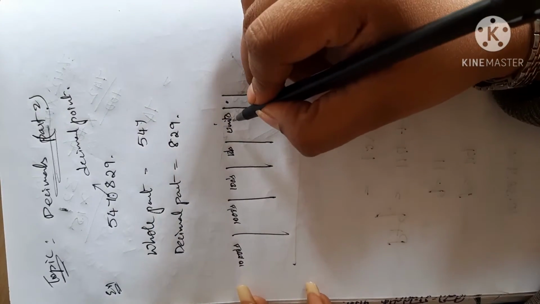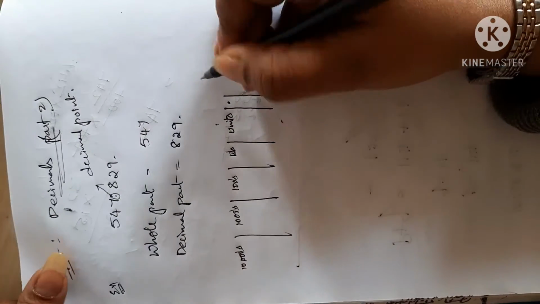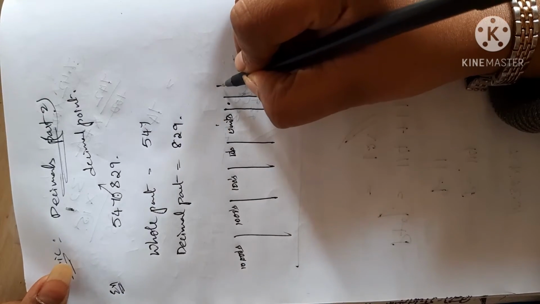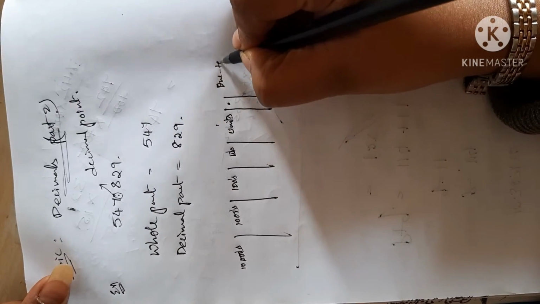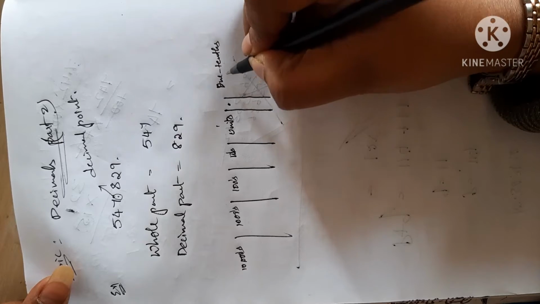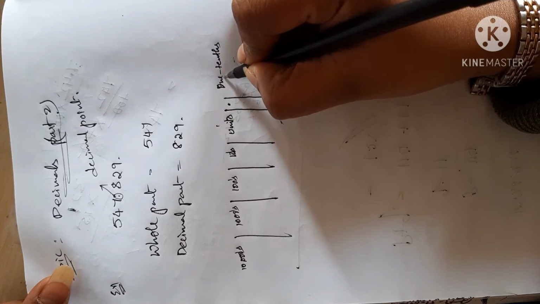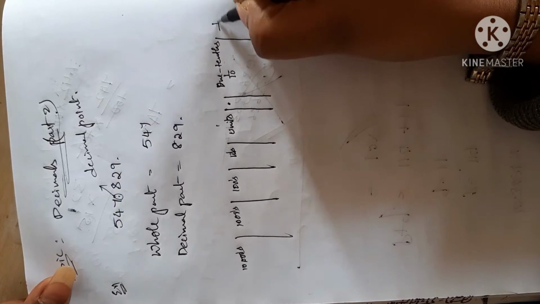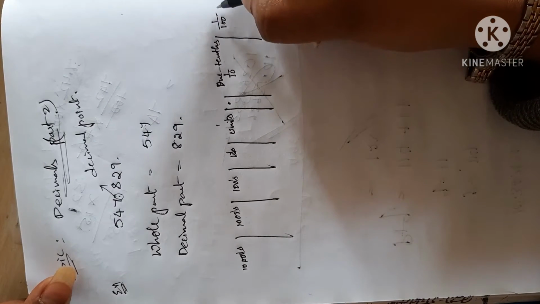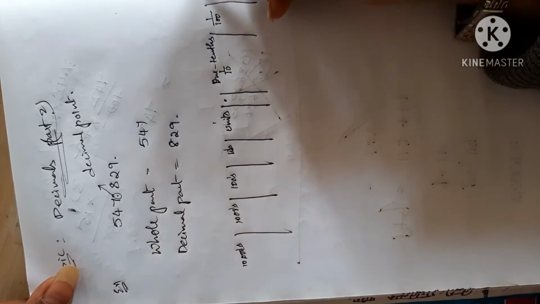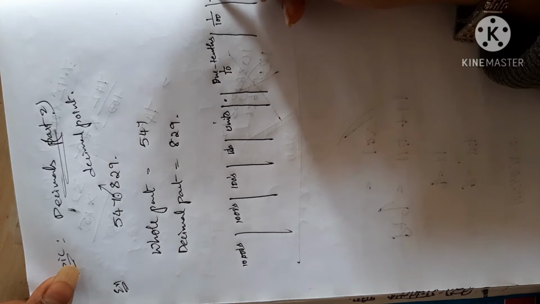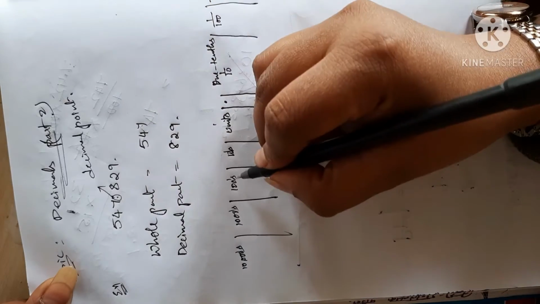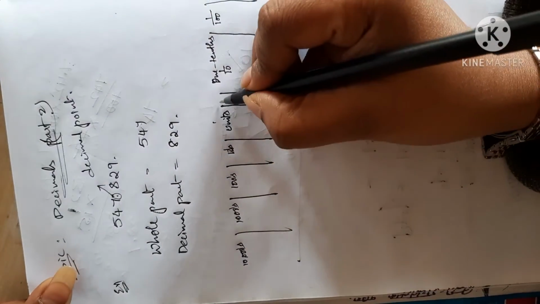Then the first place after units is 1/10. What does it mean? Mathematically 1/10 is nothing but 1/10. The next one is 1/100th. I'm not writing spelling here. The next place will be 1/1000th. You need to write down TH. Now these are the place values.